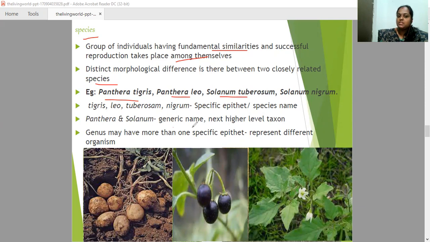You can see the diagrammatic representation here. Panthera and Solanum are the generic names. The next higher level of taxon compared to species is the genus. A genus may have more than one specific epithet, representing different organisms. You can see Solanum, Panthera, but the species will differ from organism to organism.